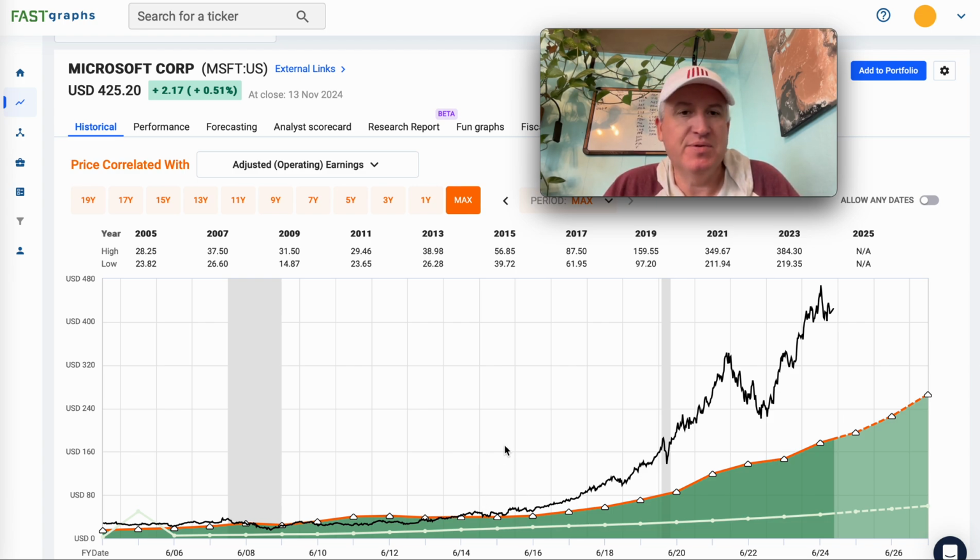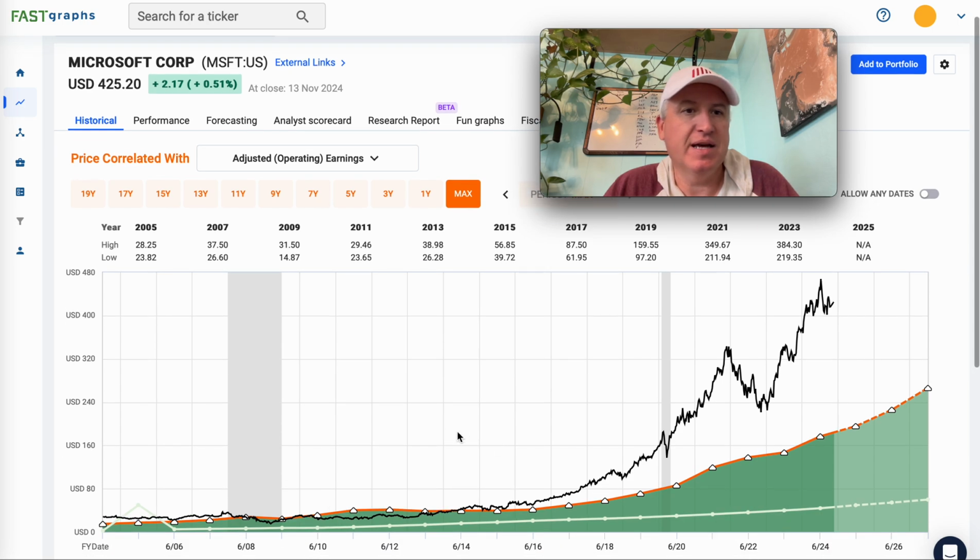Fast Graphs comes in really handy for earnings analysis, just like the one I'm going to use for Microsoft, and also just looking at the historical earnings to get an idea what this company's been doing the past 20 years.